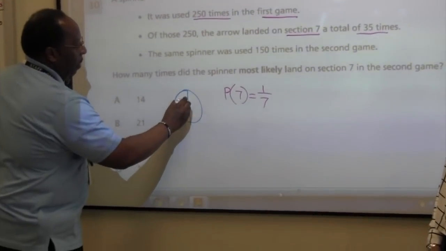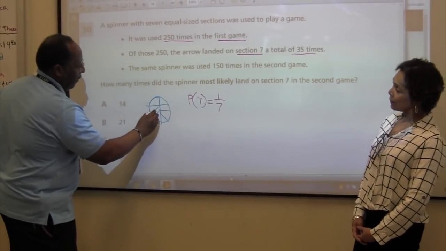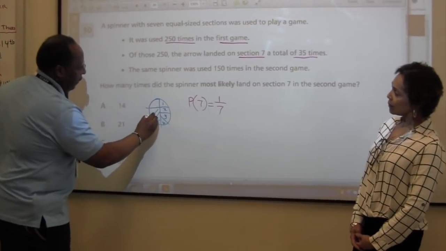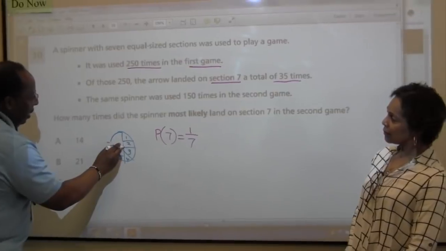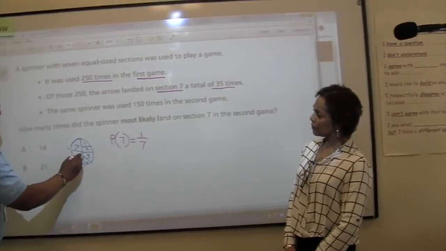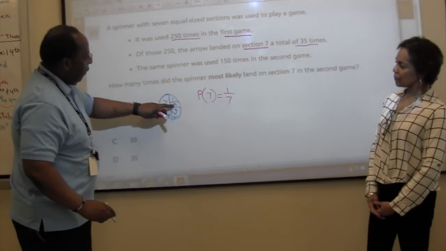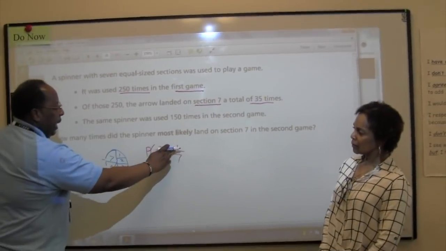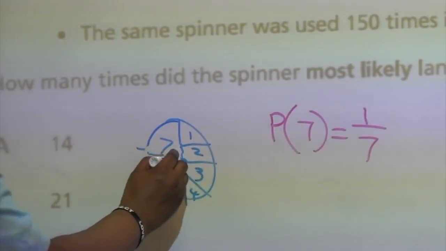You'll have 1, 2, 3, 4, 5, 6. And I messed up my drawing a little bit. 7. So there are your sectors. So 1, 2, 3, 4, 5, 6, 7. There's only one 7 that you can get out of all the 7 numbers. So the probability of getting a 7 would be 1 out of 7.